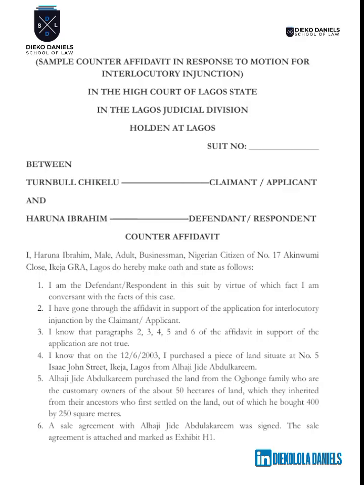You can add your religion however it is. So in this case, we have "I". And don't forget that it starts with "I", because an affidavit is somebody that is deposing to it, right? So "I, Haruna Ibrahim, male, adult, businessman, Nigerian citizen, of number 17, Akiume Close, Ikeja." Then that's the address.